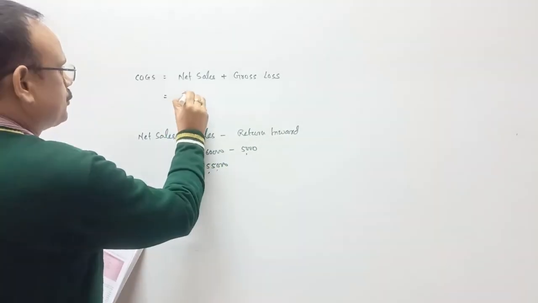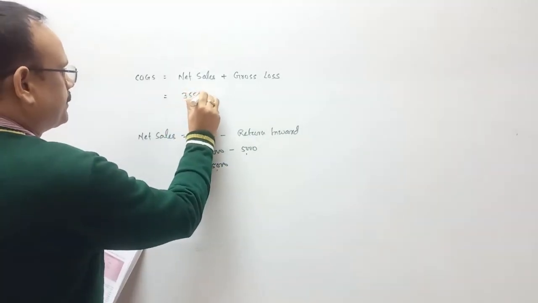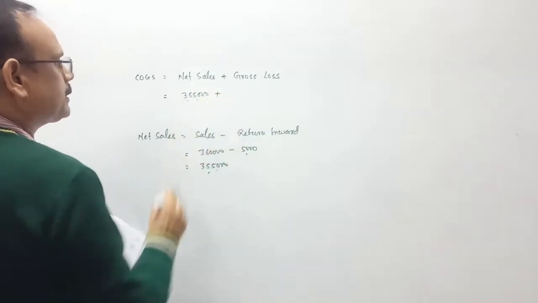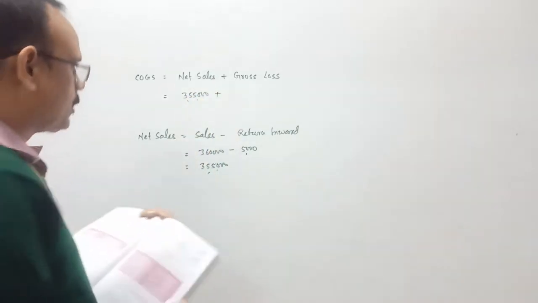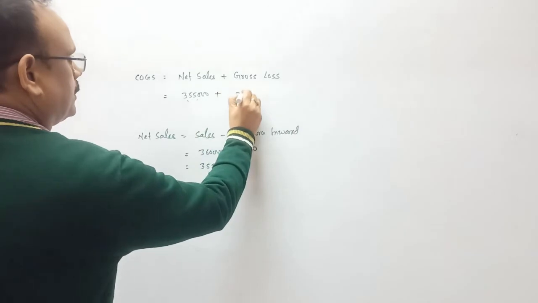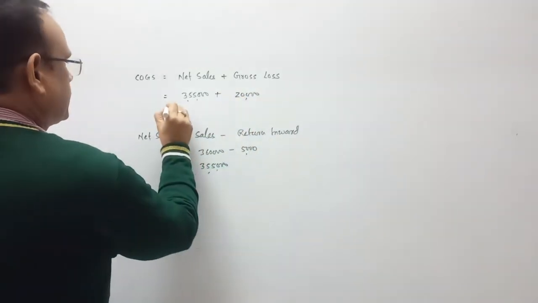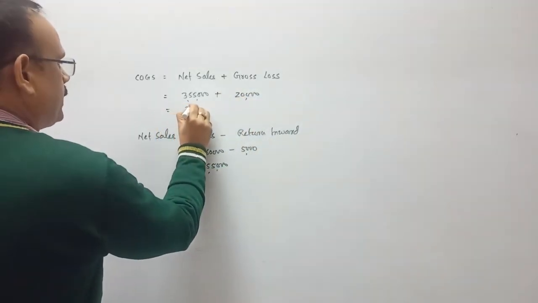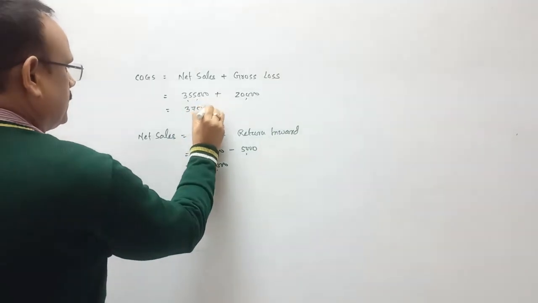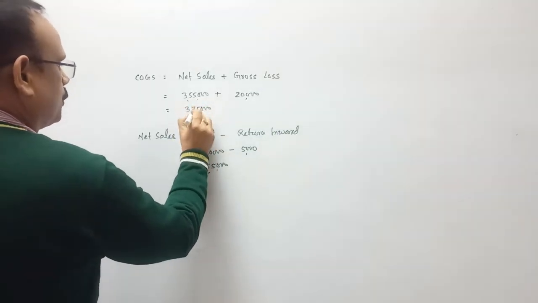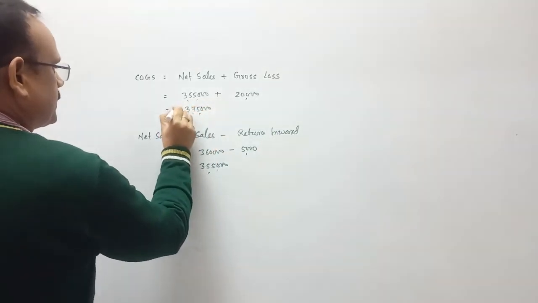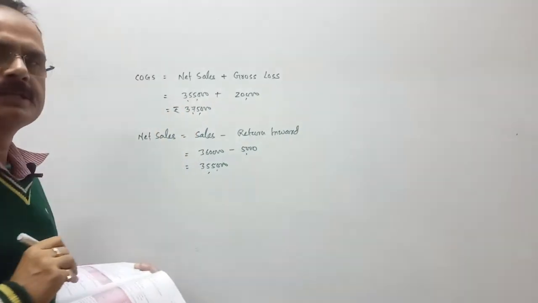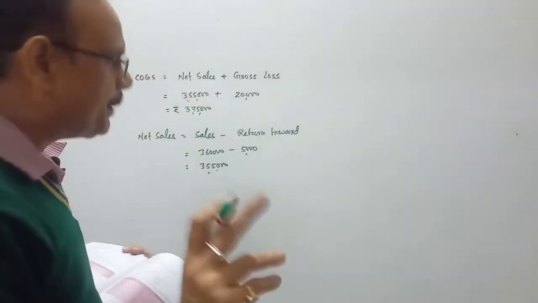So write the net sales over here, 3,55,000, and add the gross loss on it. Gross loss is 20,000. So cost of goods sold is 3,75,000. This is the cost of goods sold, 3,75,000 in rupees. I have expressed it in terms of rupees.